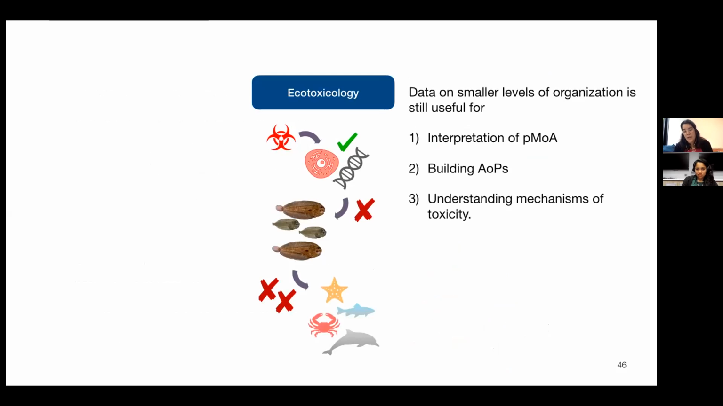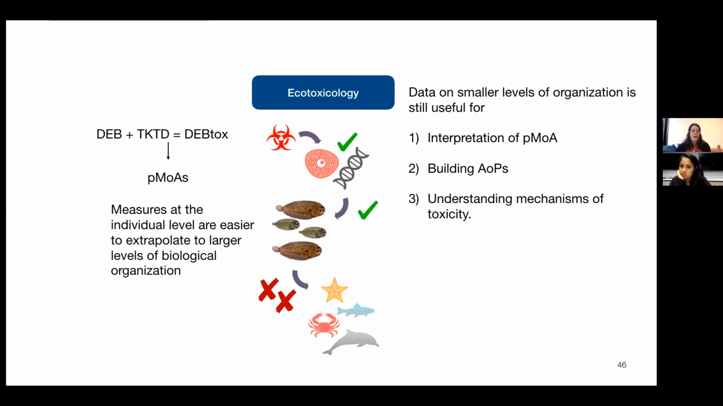In ecotoxicology, the data that we have from molecular and cellular data and our bioassays is still useful because it allowed us to interpret the physiological mode of action and also to build the AOPs and of course understand the mechanisms of toxicity. But the interest of DEB is that it could give us this physiological mode of action that has a direct link with life cycle traits. And these measures at the individual level are easier to extrapolate because there's the theory that allows for linking individual to population and community. It already exists, it's ecological theory. And moreover, the outputs of DEB can be inputs for population models. So that's what makes it very interesting.